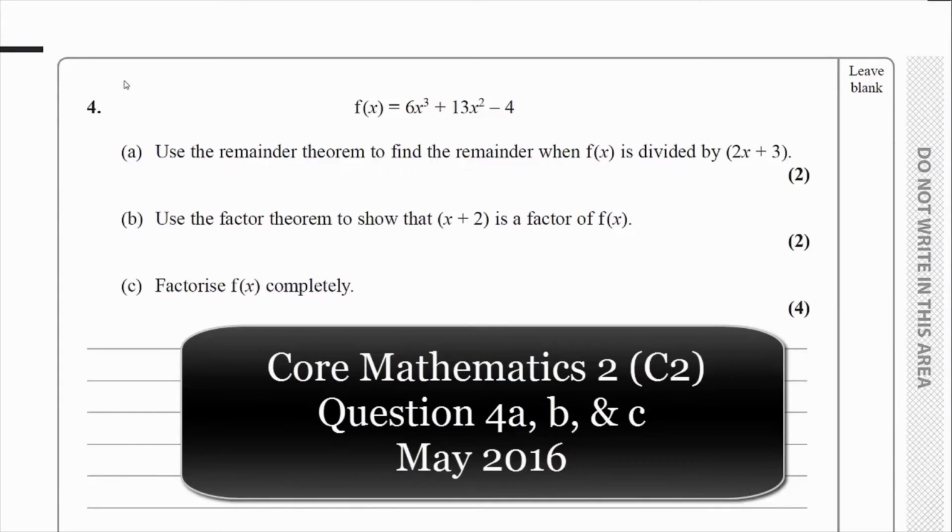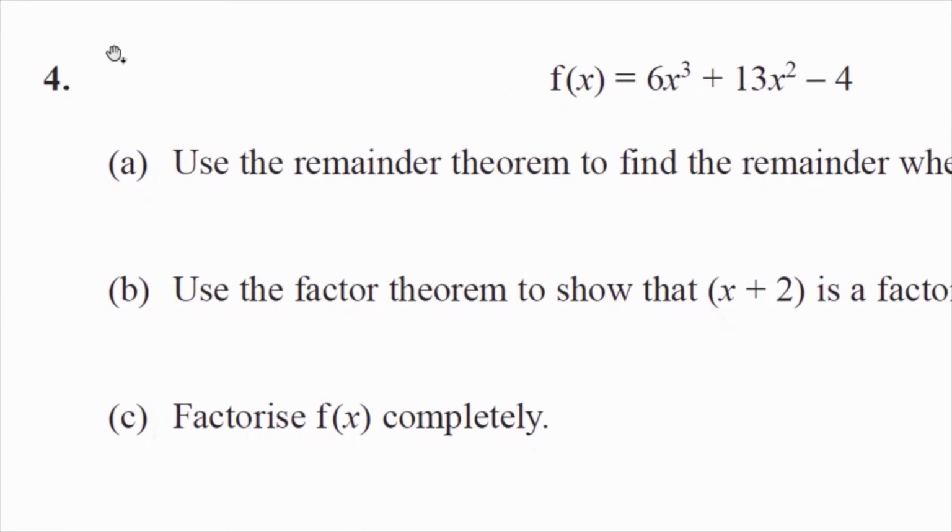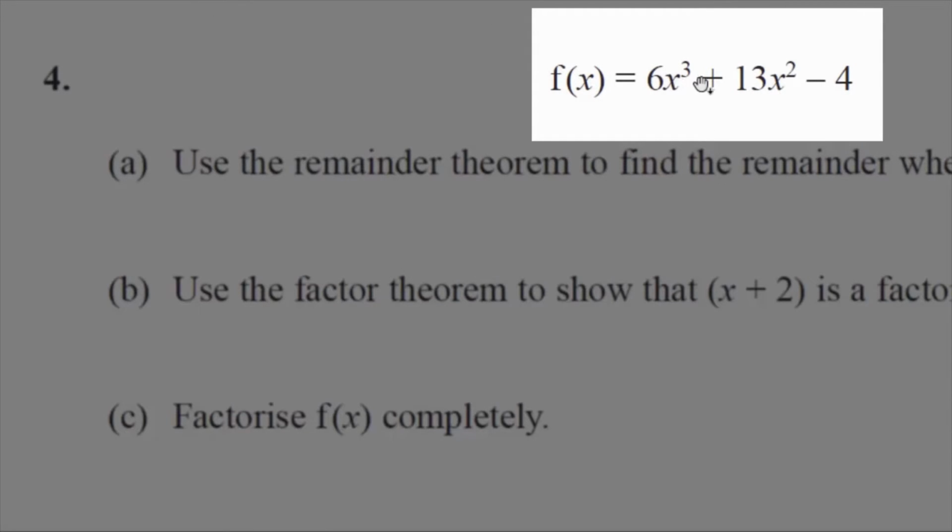Okay, everyone, we are on question 4 here, May 2016, the most recent paper in C2, Core Mathematics C2 AS level. The question says you've been given a polynomial. That polynomial, fancy term for lots of different forms of x inside that expression. So we've got 6x cubed plus 13x squared minus 4.